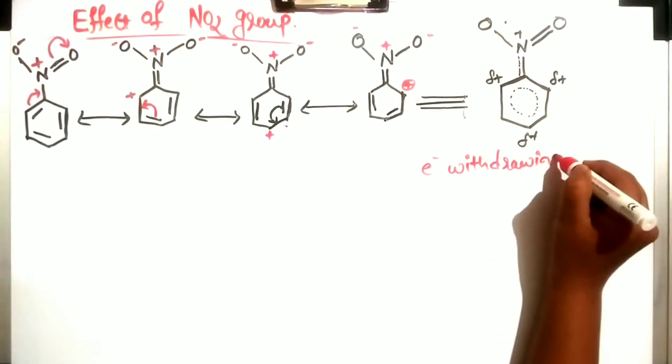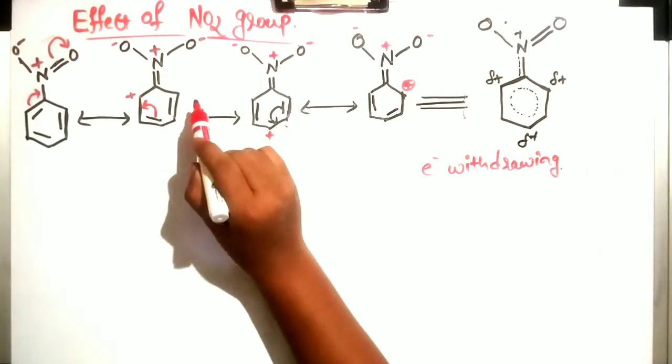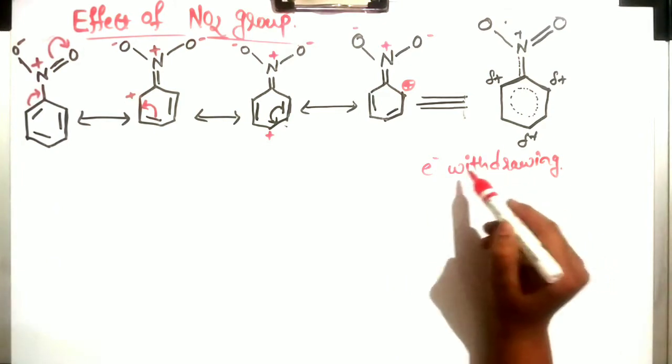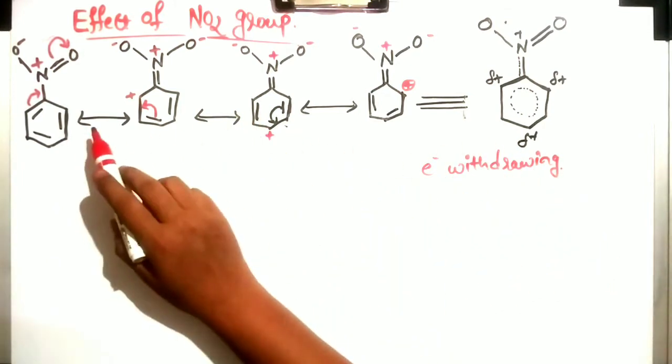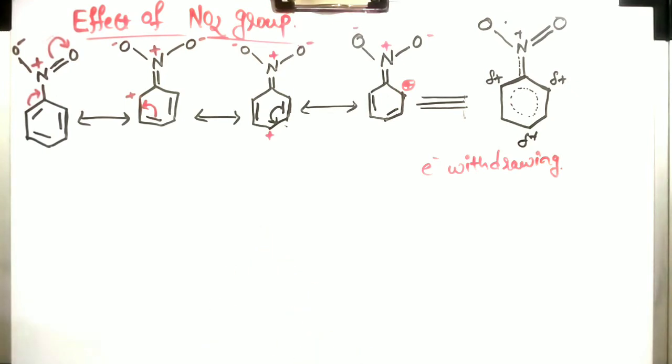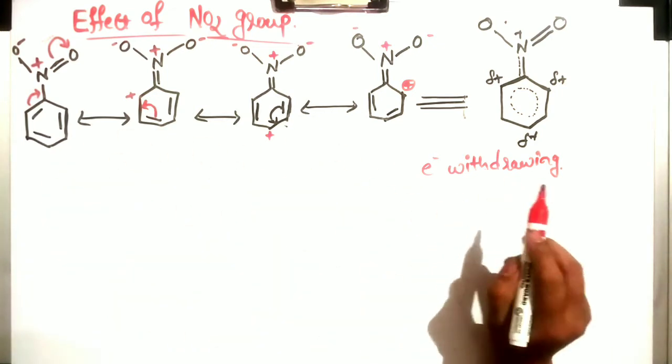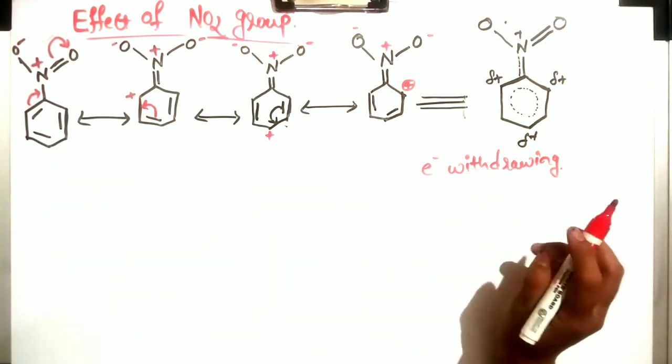So can you see the difference between the electron donating and electron withdrawing effect? Okay, this is the resonance structure for the NO2 group. So nitrobenzene is less reactive than benzene. So this nitrobenzene is less reactive than the benzene ring.